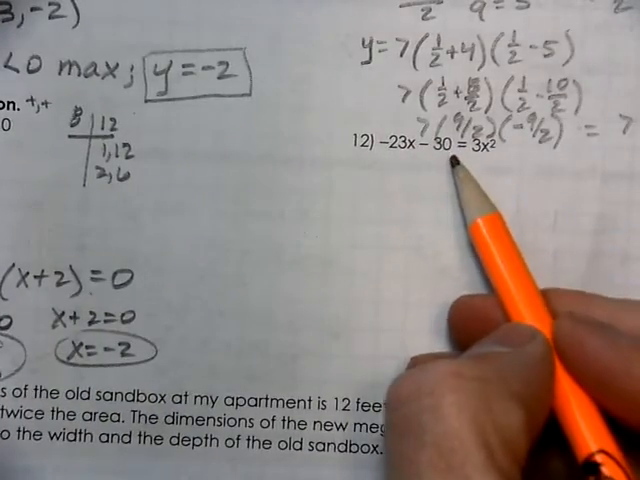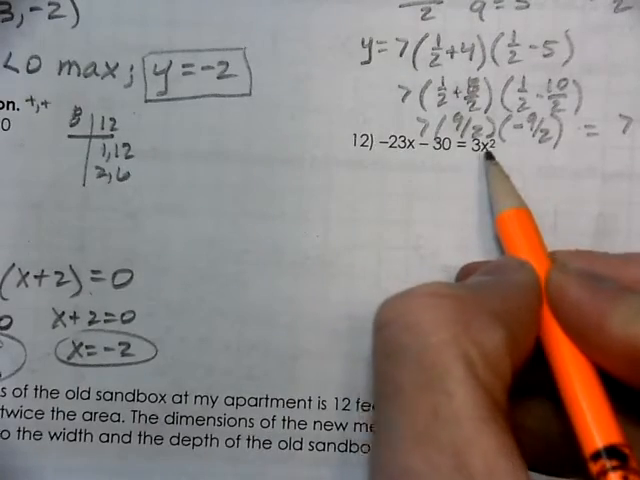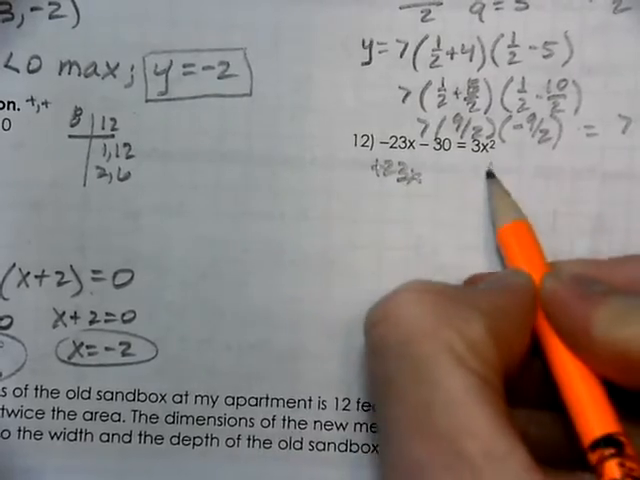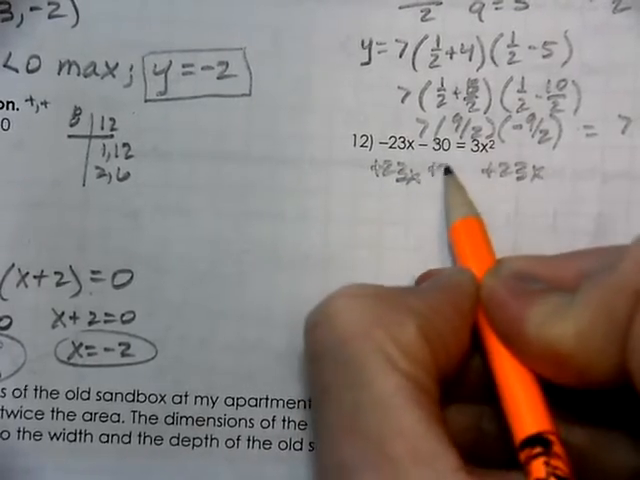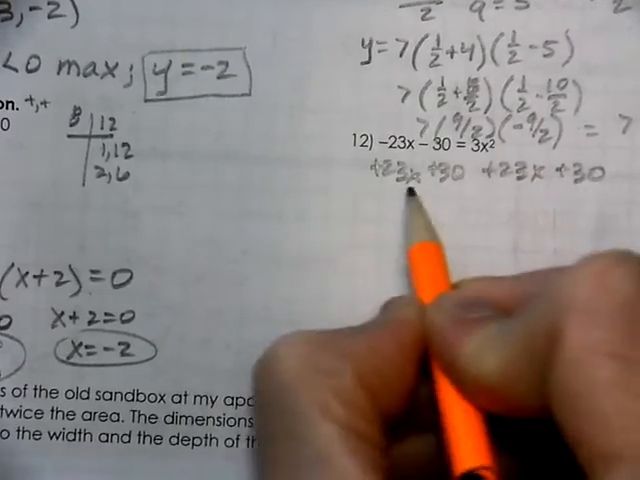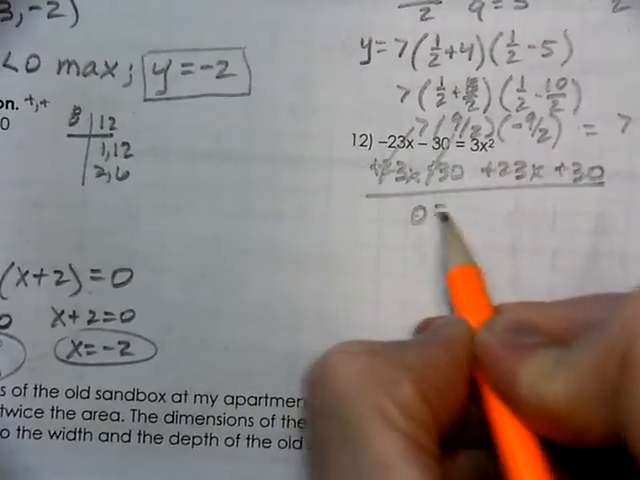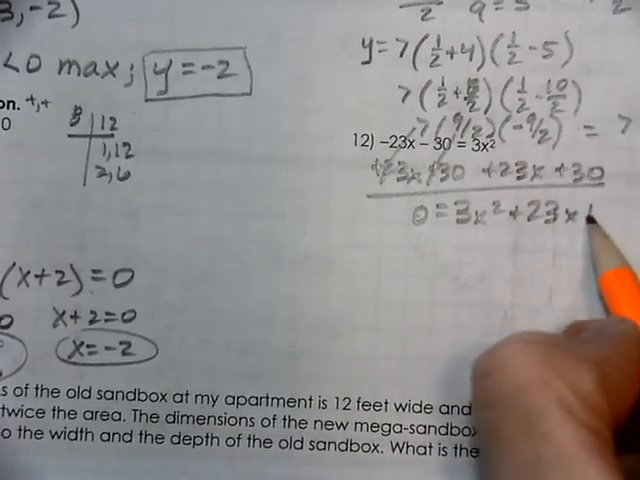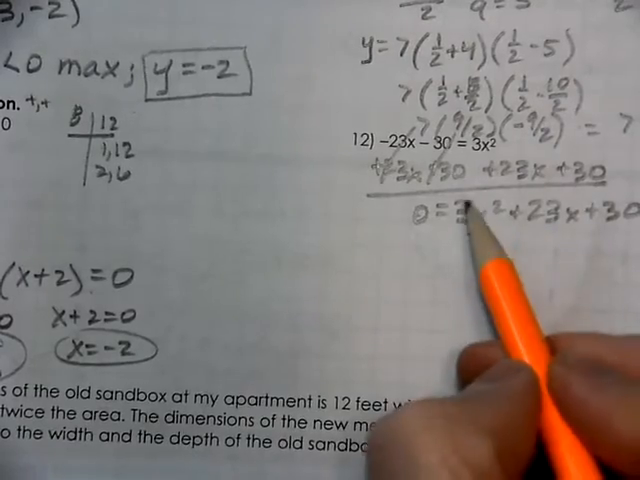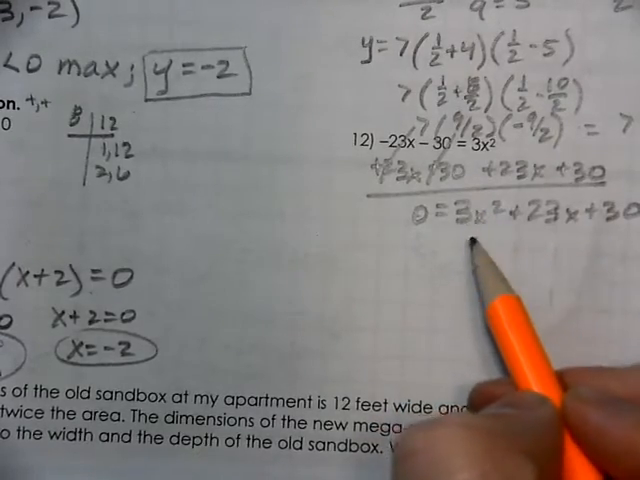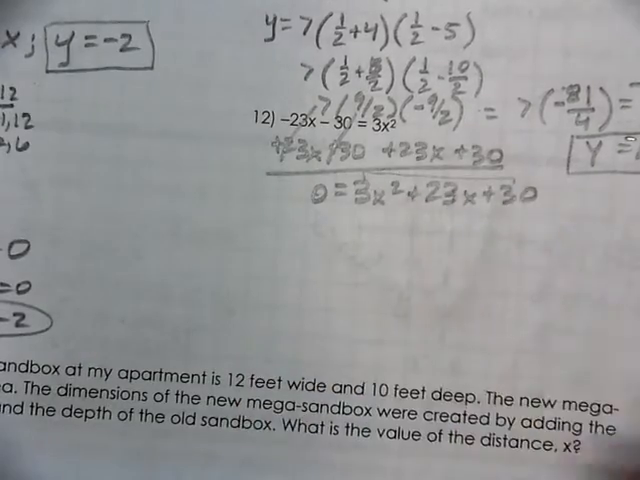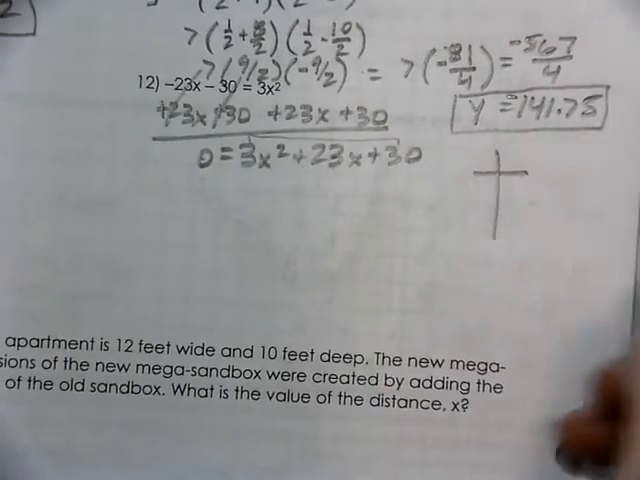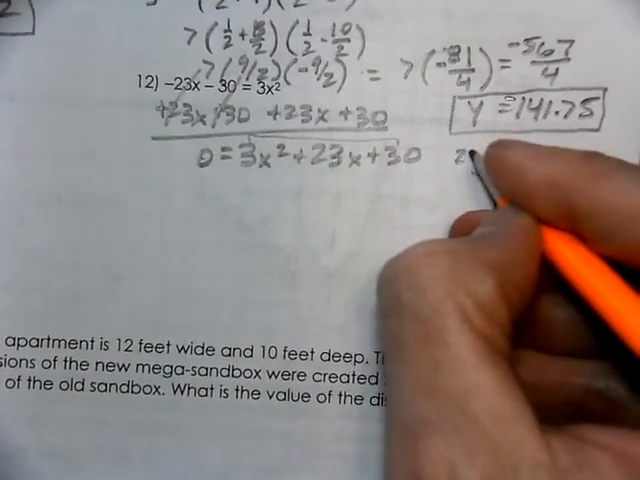With this next one, notice that it doesn't equal 0, so I would suggest to keep the x squared positive. Let's add the 23 to the other side. Add the 30 to the other side. So it's 0 equals 3x squared plus 23x plus 30. Now, because there's no GCF that can come out of this, we'll multiply the 3 times the 30 and get 90. That adds to be 23.